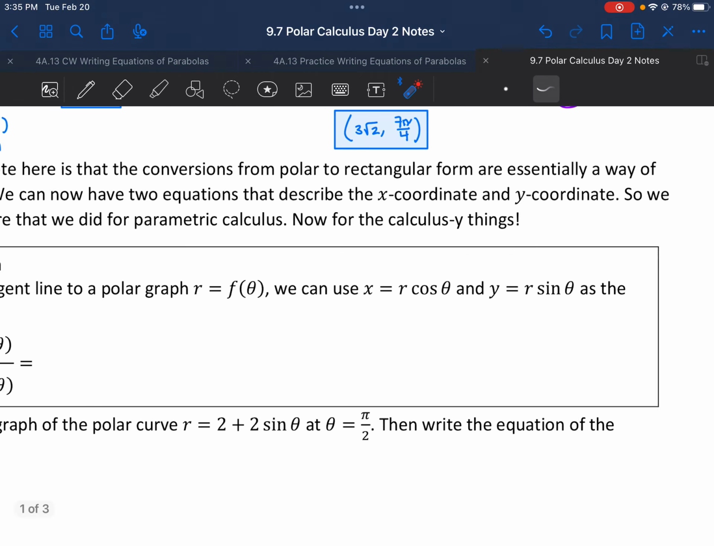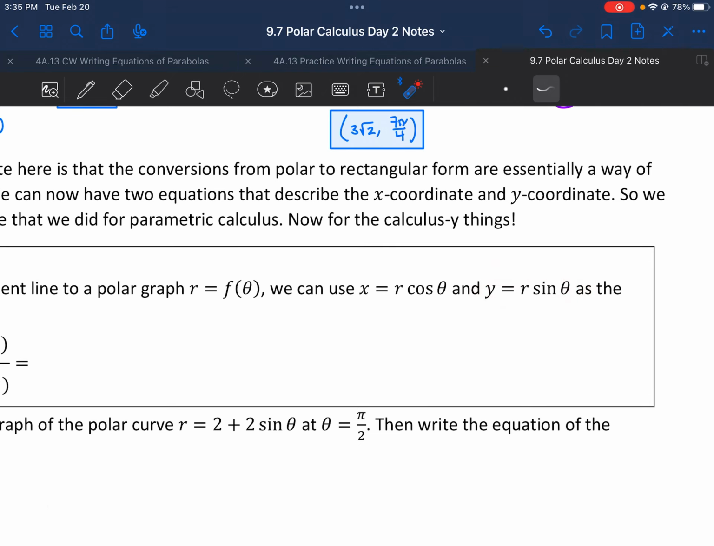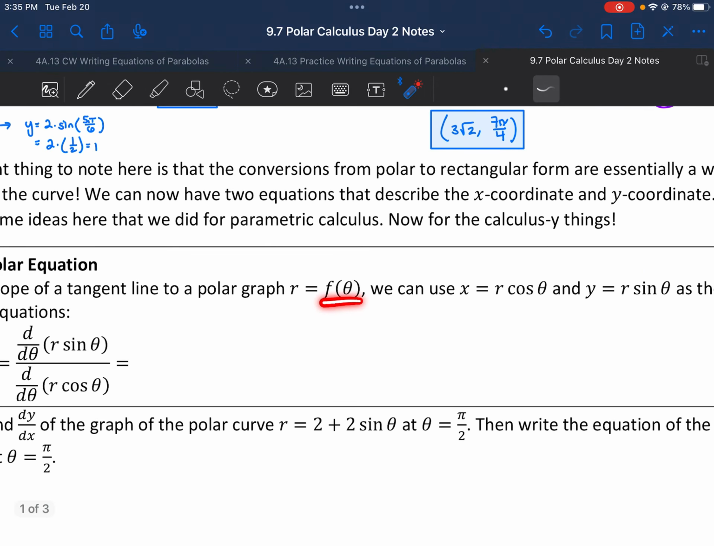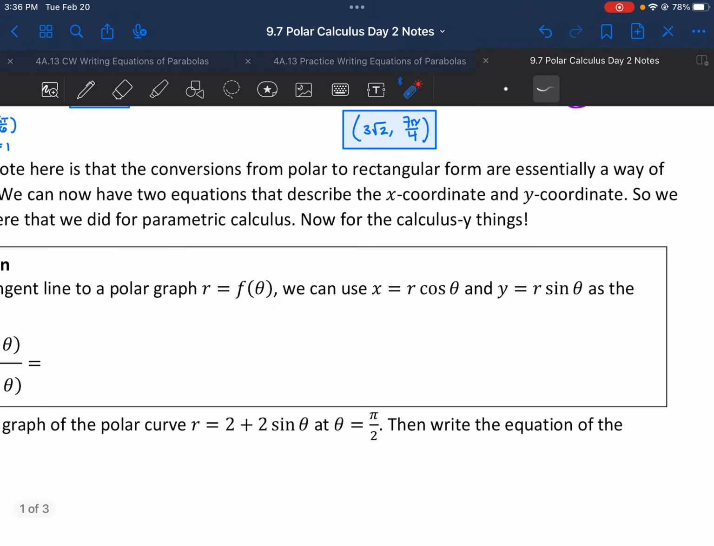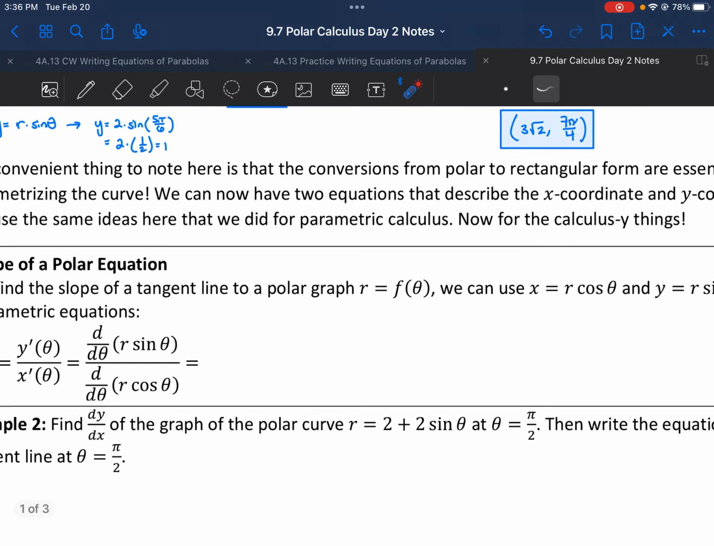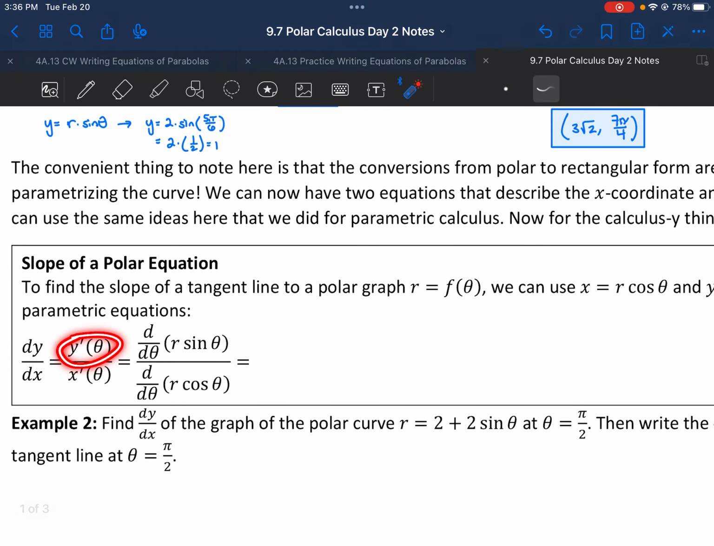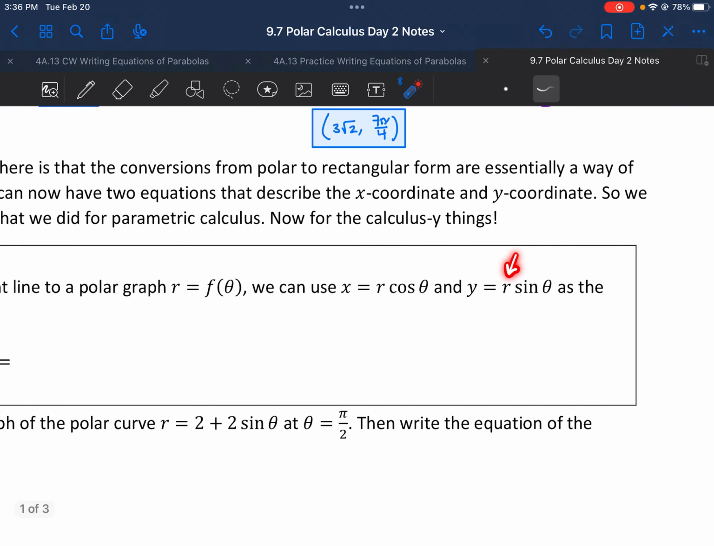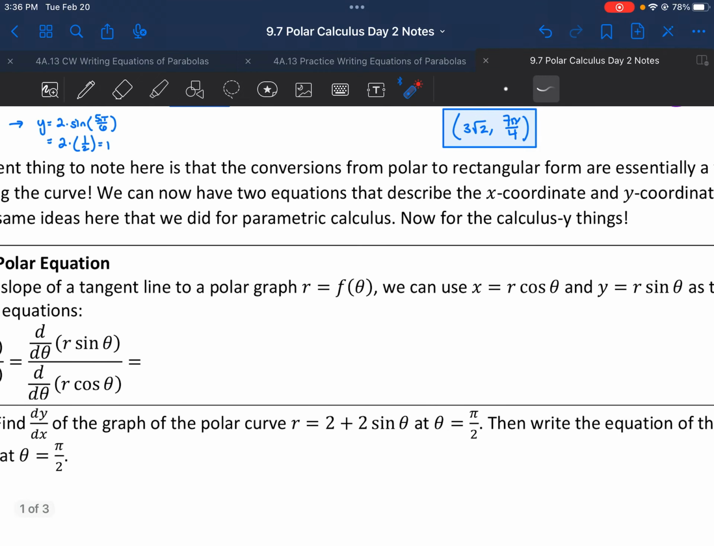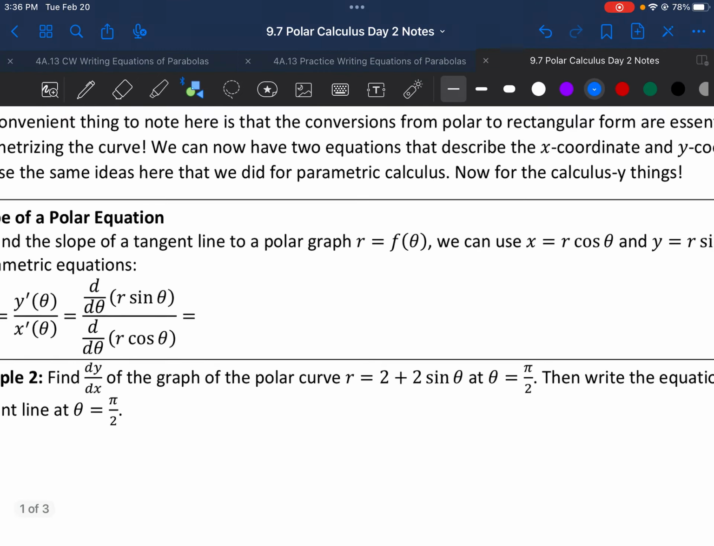So y here, for example, is r times the sine of theta. Now here's the tricky part. r itself is a function of theta, and sine of theta is a function of theta. So when we try to take the derivative of y, we have a function of theta times another function of theta. Well, if I want to take the derivative of a product of two functions, I'm going to have to apply the product rule.